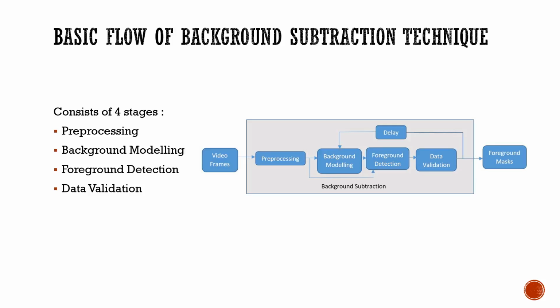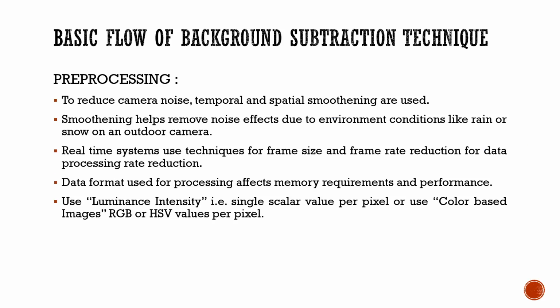This shows a simple flow diagram of the four major stages in a background subtraction technique, which involves pre-processing, background modeling, foreground detection, and data validation. Let's go through these stages one by one. The first stage is pre-processing.